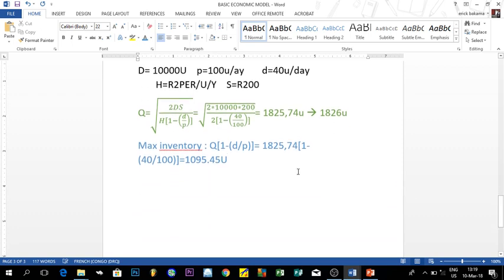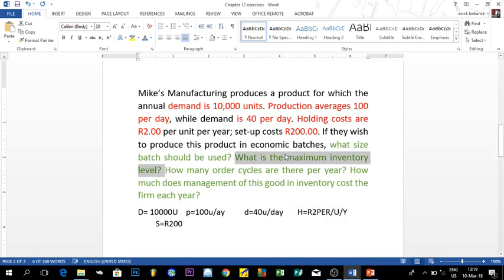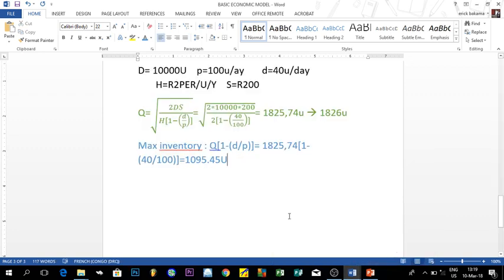And if we got already the maximum inventory, and if it asks for us to find the average inventory, we just need to take this value here and we divide it by 2. So you can just know this formula here, you get the final answer and you divide it by 2 depending on the exercise. Now next, we got the maximum inventory. That means now we need to find here, they say how many order cycles are there per year. So the order cycle here, what we need to do is to find n.